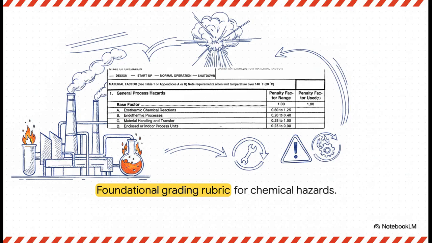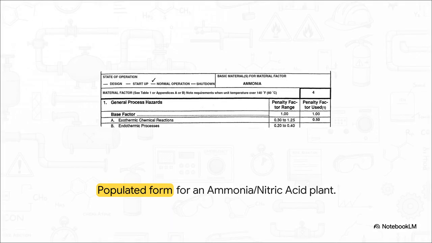It assigns these precise penalty factor ranges for things like exothermic chemical reactions, which, by the way, just means reactions that generate their own heat, or material handling and indoor process units. It's basically treating hazard assessment like a strict audit. The more complex or volatile your process is, the higher your penalty score gets. Let's see how this actually builds up in a real-world scenario.